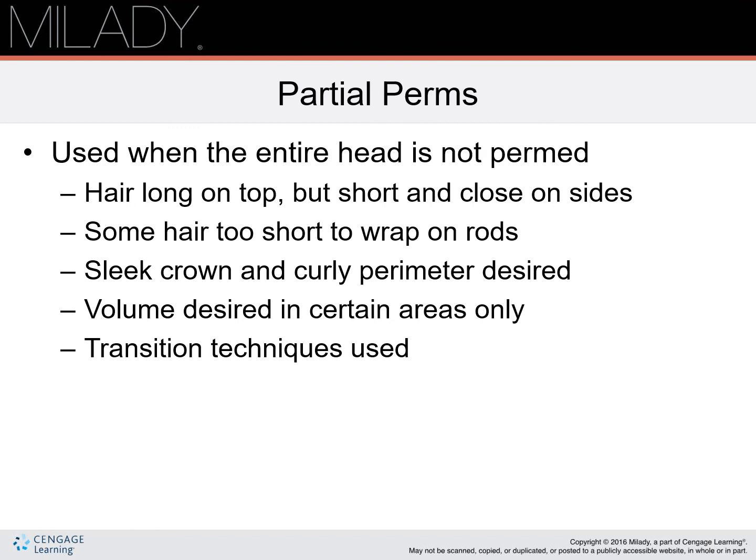It can also be used to create a smooth transition from rolled areas into an unrolled area of a partial perm. And that's mainly what I have used the weave technique for in the past, is to transition from rolled to unrolled. This will make sense if you have a client with maybe really short hair in the back and then they have a lot of volume up front, such as men or women with very short haircuts.